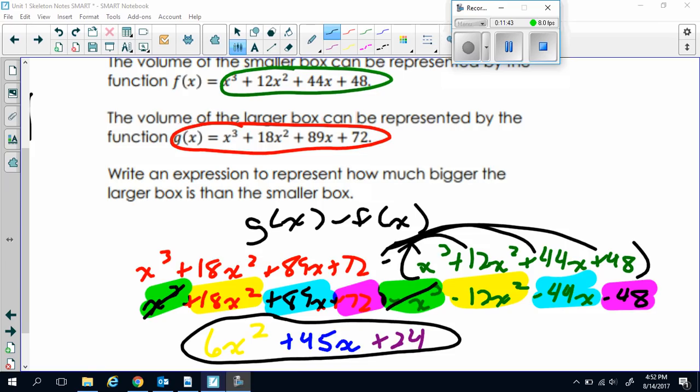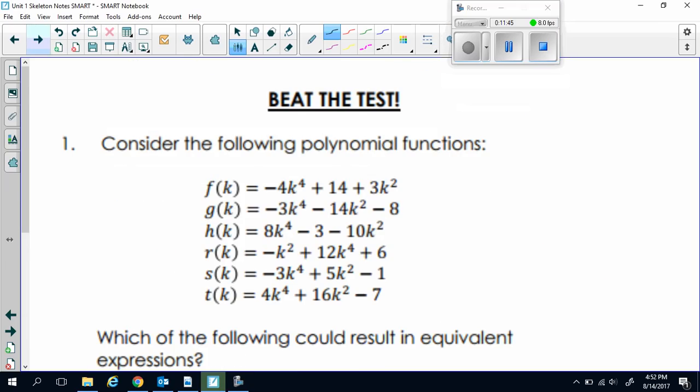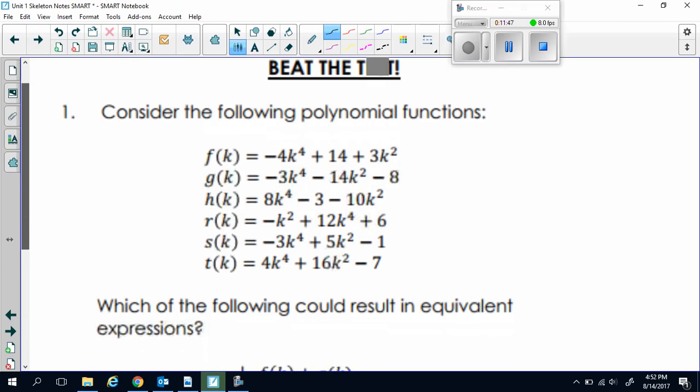All right, the last one is this Beat the Test. You'll see a lot of these in our notes. I just want to give you this practice problem, and I'll give you the answer at the end after you're done. And if you have any questions on how to do it, just ask me tomorrow in class, and we'll go over it. Go ahead and take some time, answer that question, and then I'll display the answer in a second.